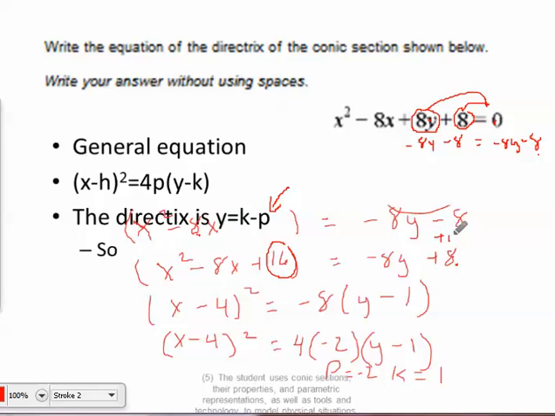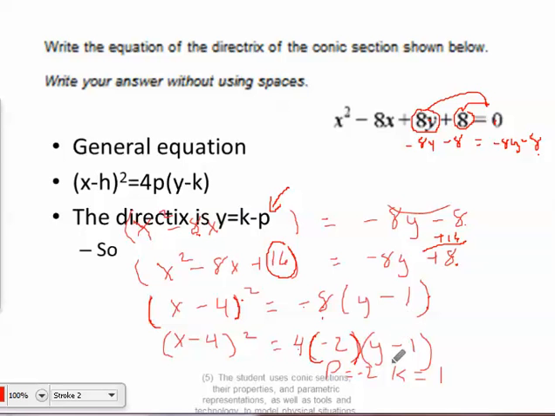Okay? Do you see where that 16 got added on there to give me that plus 8? Now that means that this side over here becomes x minus 4 squared. This side over here, I can factor out a minus 8. I get minus 8 times y minus 1. And then I can divide this 8 into that 4 times minus 2. And I've got my general form equation now.